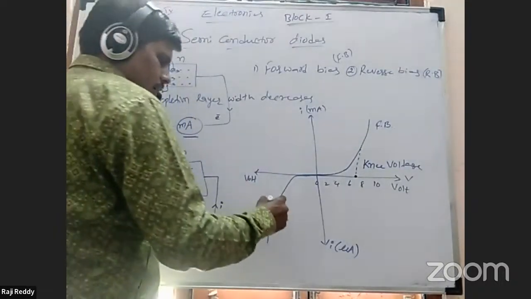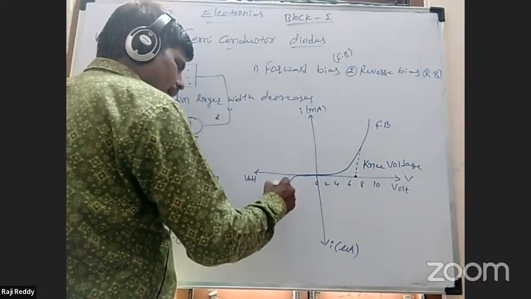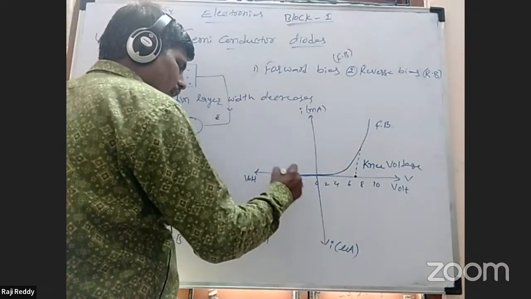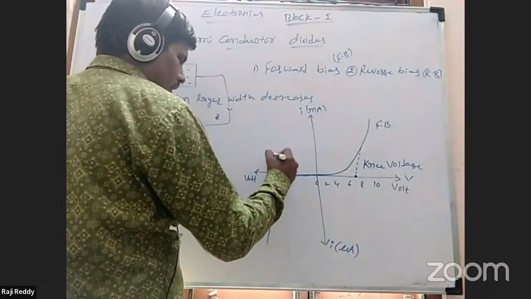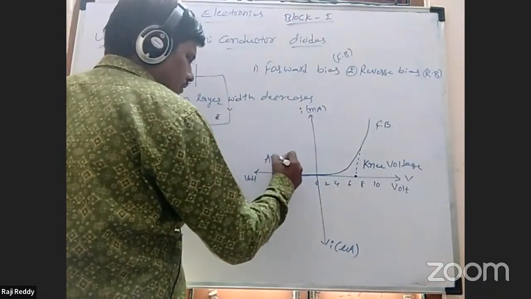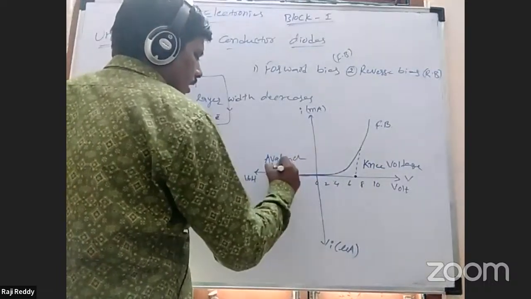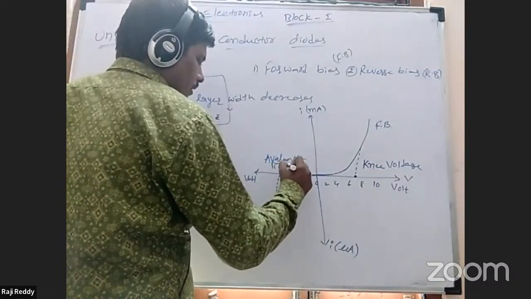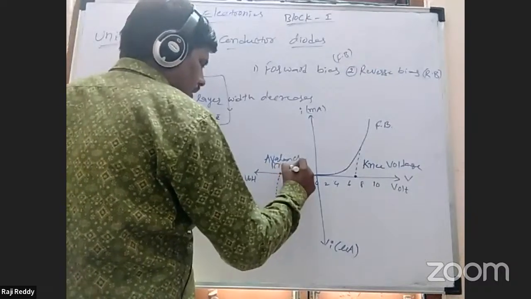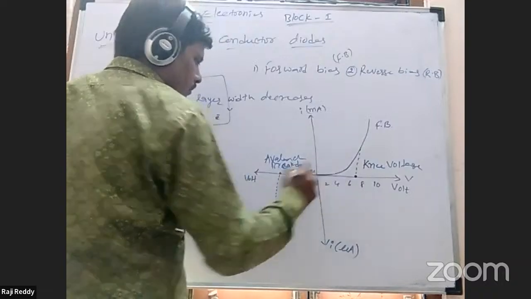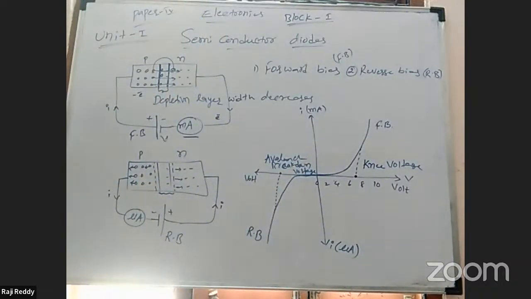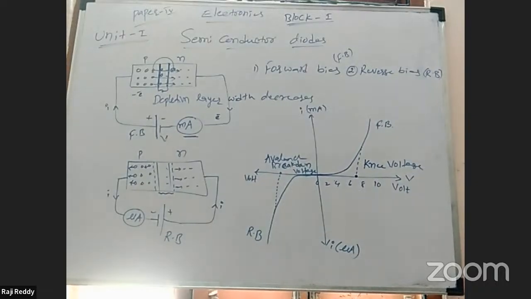In the reverse bias, at what particular applied input voltage does the current value exponentially decrease? That value is the avalanche breakdown voltage, or simply the avalanche voltage, in the negative region.